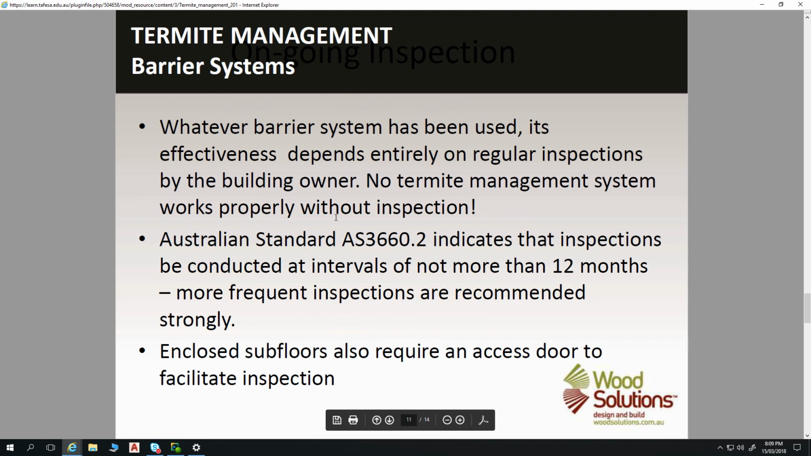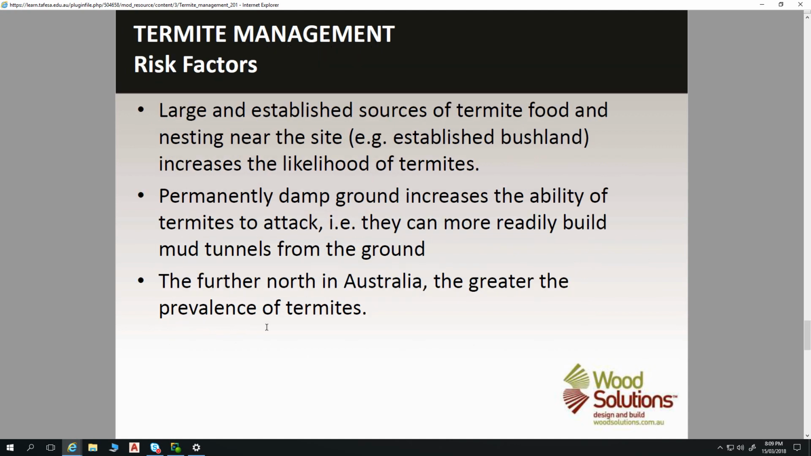Whatever barrier system has been used, its effectiveness depends entirely on regular inspections by the building owner. No termite management system works properly without inspection. AS 3660 indicates that inspections be conducted at intervals of not more than 12 months. More frequent inspections are recommended strongly. Enclosed subfloors also require an access door to facilitate inspection.